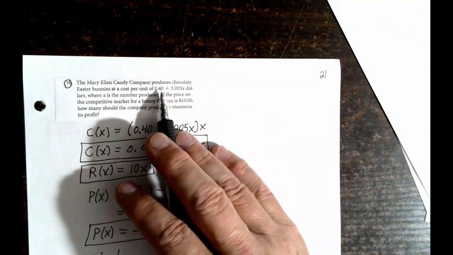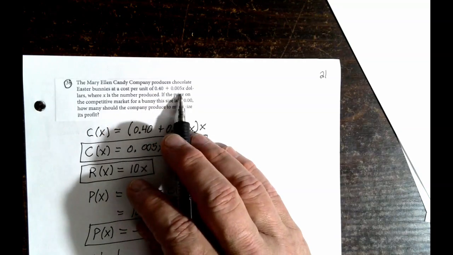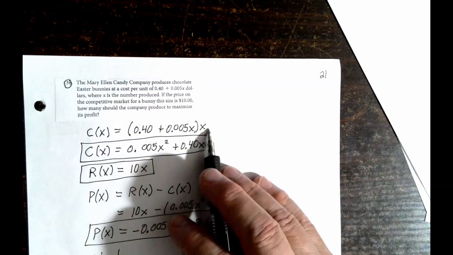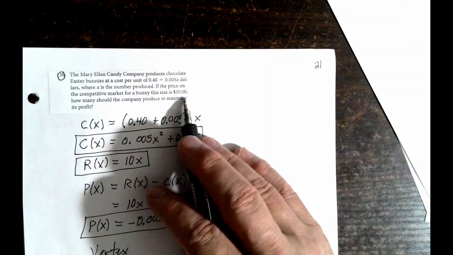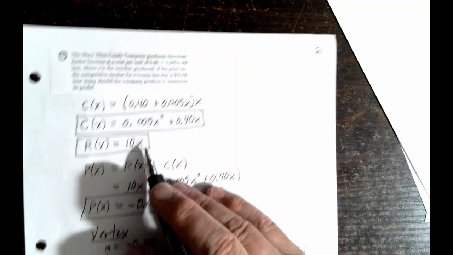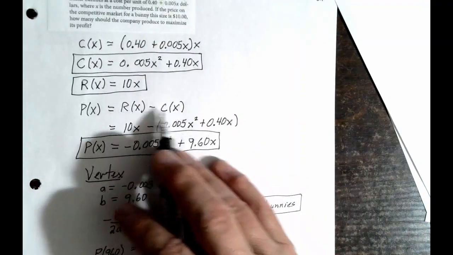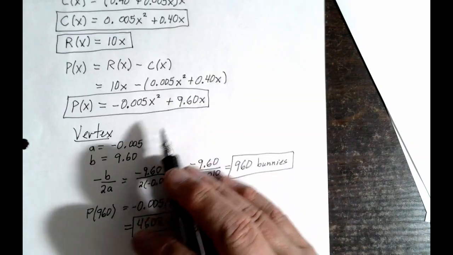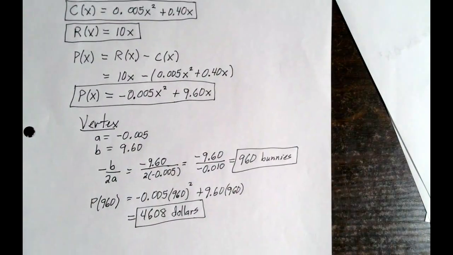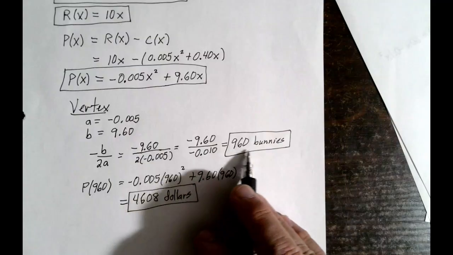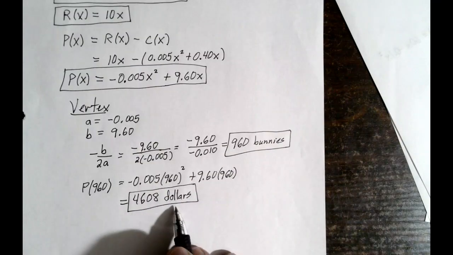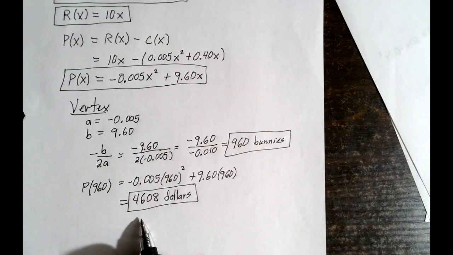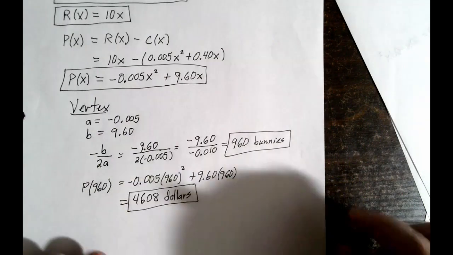If they give you the cost per unit as 0.40 plus 0.005x, you multiply that times x to get your cost. If you're selling for $10, you multiply that times x to get your revenue. You take the difference between the two and combine terms to get your profit, and then you find the vertex of that function, and you find that selling 960 units gives a profit of $4,608.